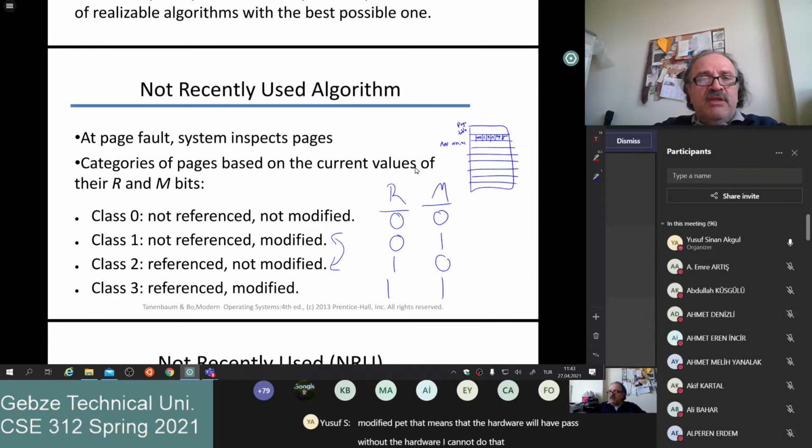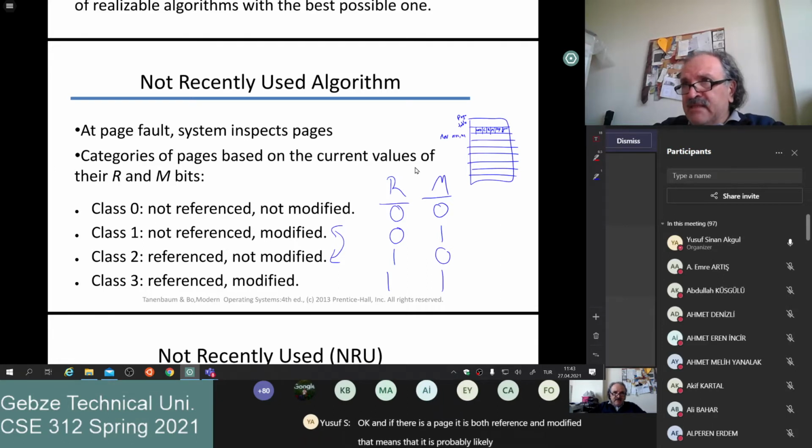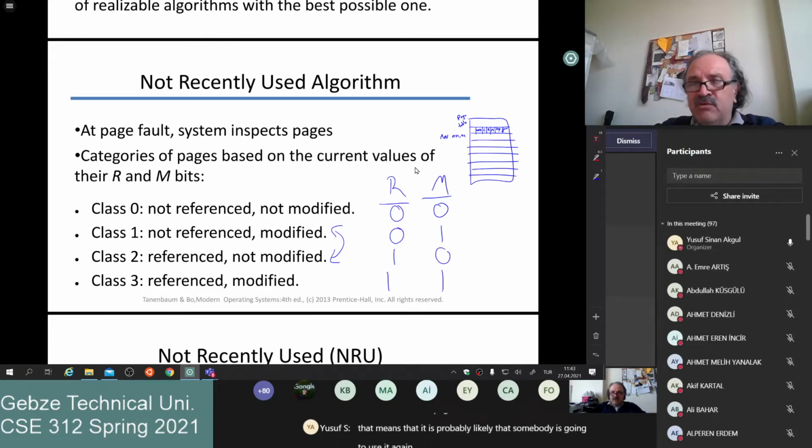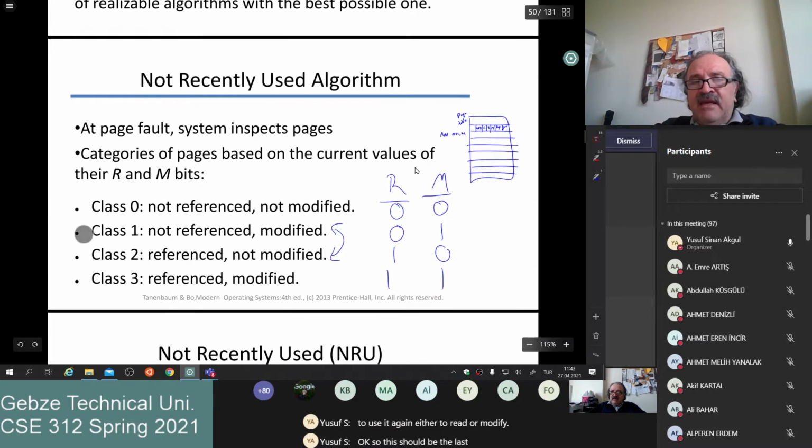I am going to use those two hardware bits, R and M, to assign a class number to each page. Some of the pages are not referenced and not modified. If I need to replace a page, these are the pages that need to be replaced. If a page is both referenced and modified, it is likely that somebody is going to use it again, either to read or modify. So this should be the last. Then I have class 1 and class 2.